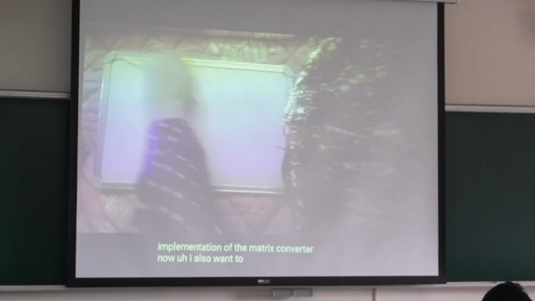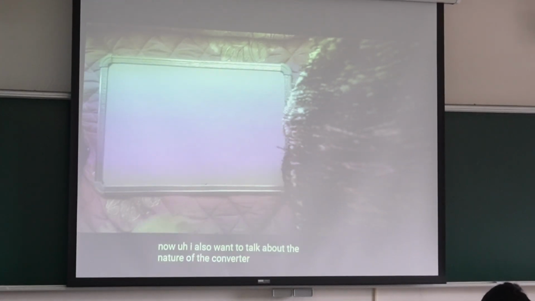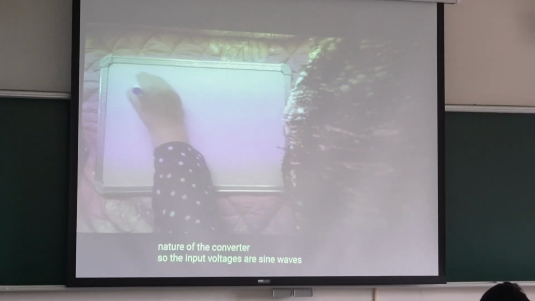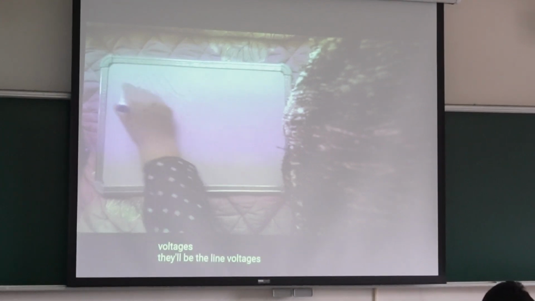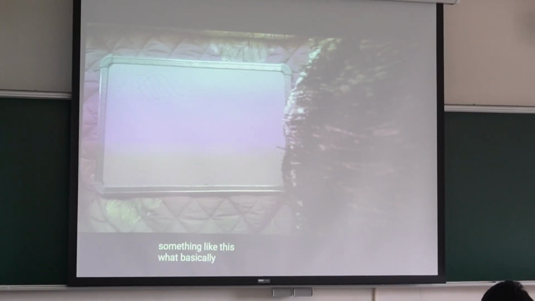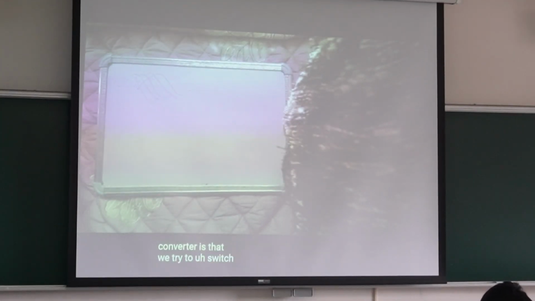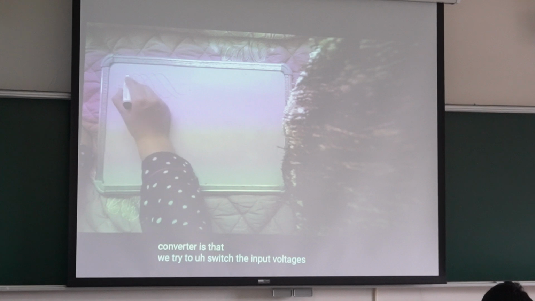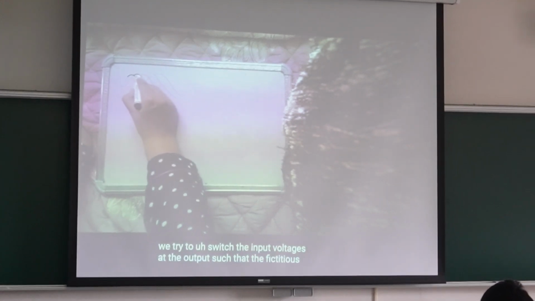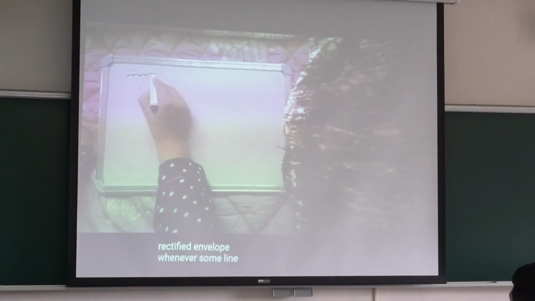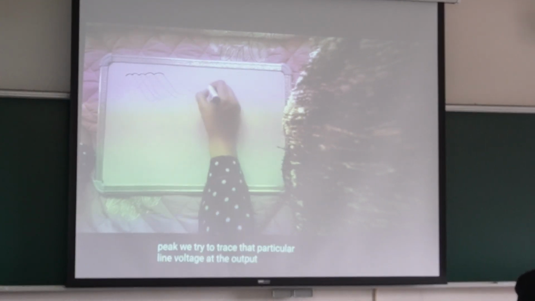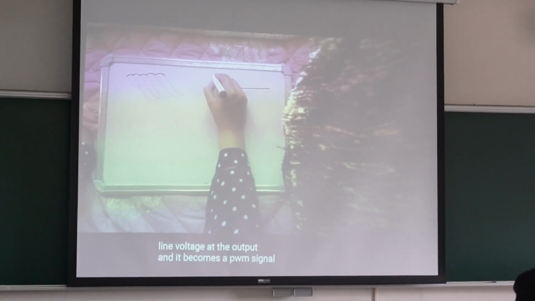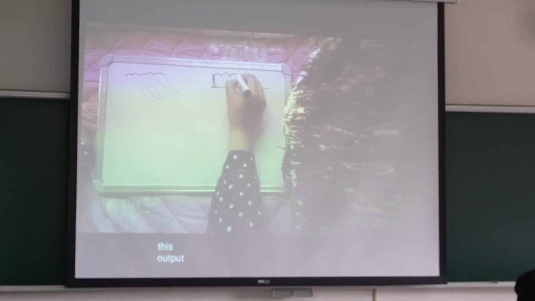Now, I also want to talk about the nature of the matrix converter. The input voltages are sinusoids, and the line voltages will be something like this. What basically happens in a matrix converter is that we switch the input voltages at the output such that the fictitious rectified envelope, whenever some line voltage is at its peak, we try to raise that particular line voltage at the output, and it becomes a PWM signal sampling the input, something like this.